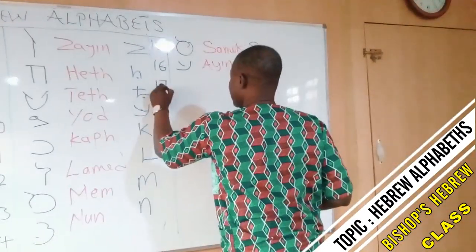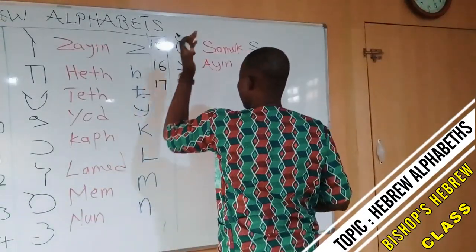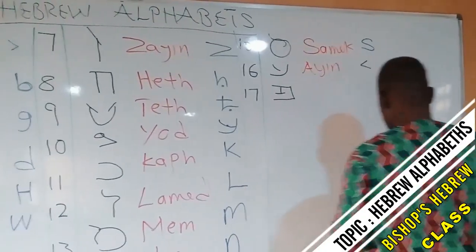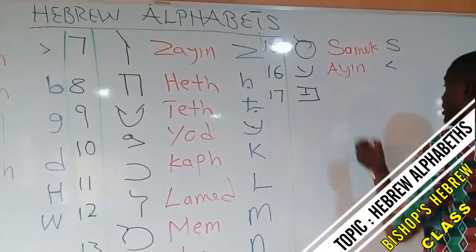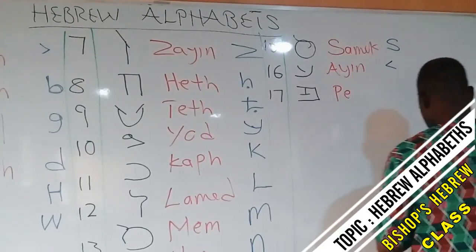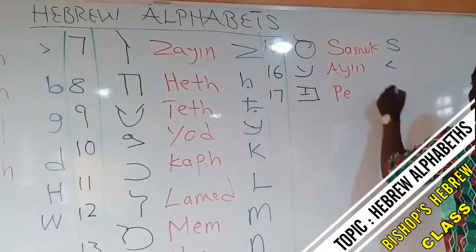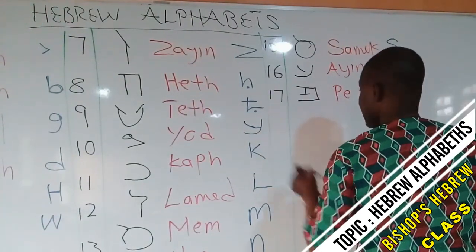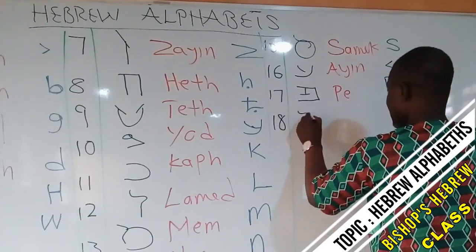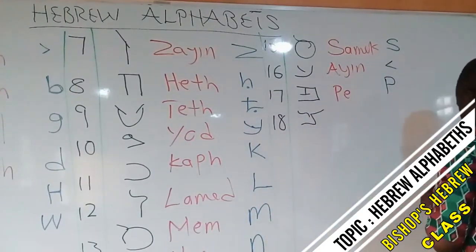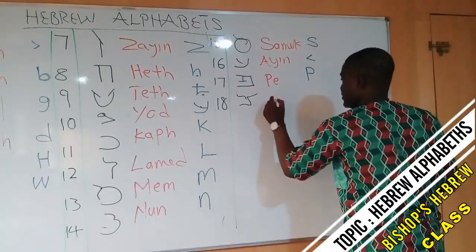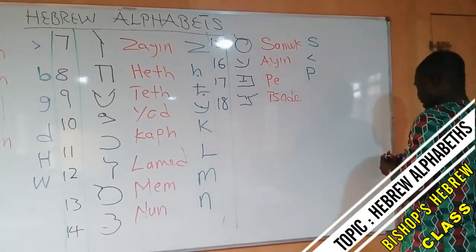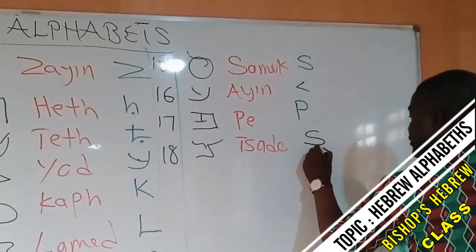The next is 17th letter. You have Nun, Samek, Ayin. The next letter is called Pe. It's written this way. Which stands for a P. The 18th letter, it's Sade, which is an S with a dot.